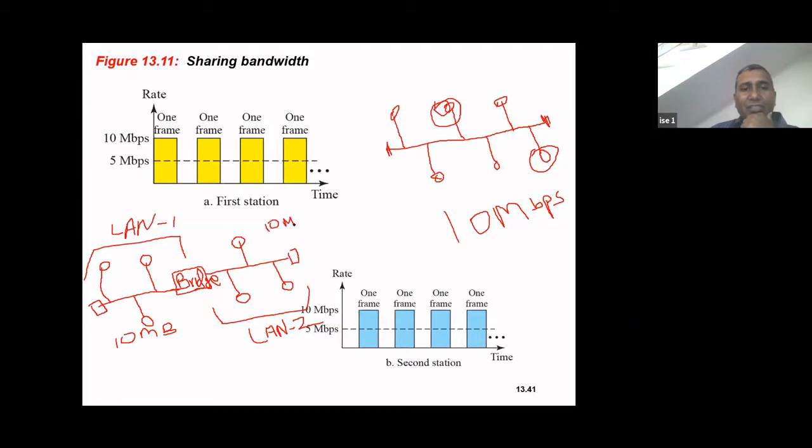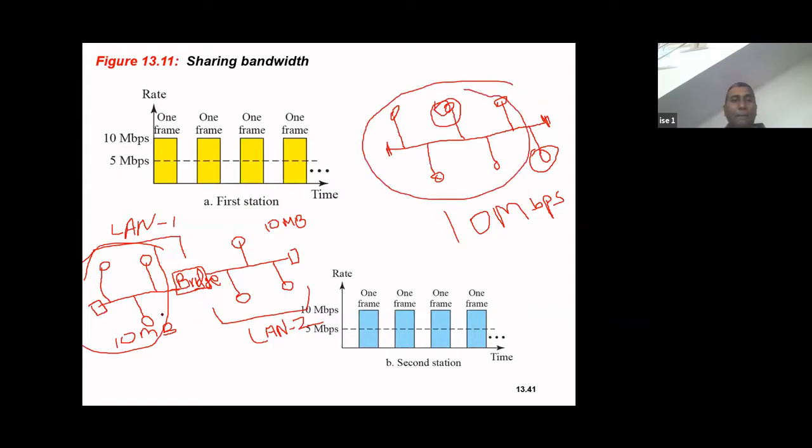This is the biggest advantage of a bridged Ethernet. Here, if two stations are sending the data, this entire 10 Mbps is available for these three systems. In the earlier scenario, this 10 Mbps was available for all six systems taken together. Here, 10 Mbps is available to three systems and 10 Mbps is available to these other three systems. So here I can see a clear-cut divide. Bandwidth is increased. Definitely, bandwidth is raised in this case.